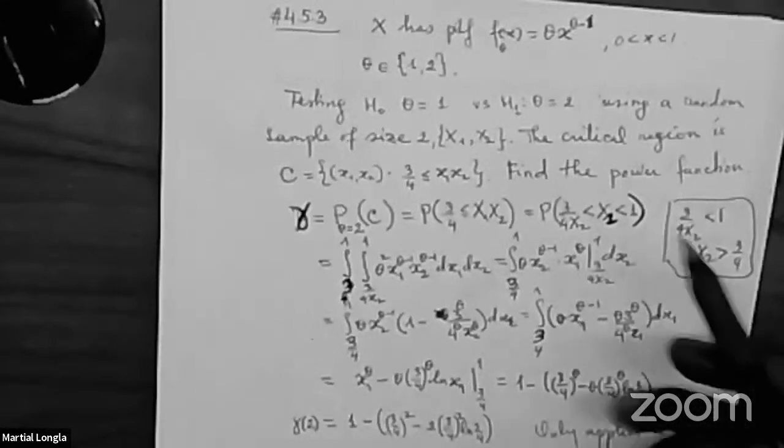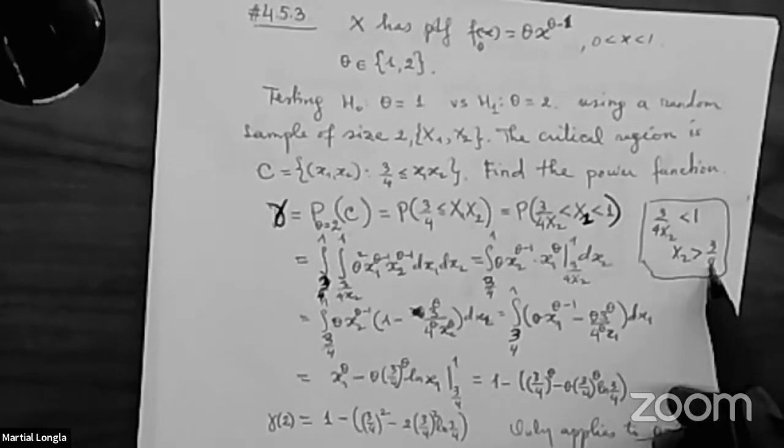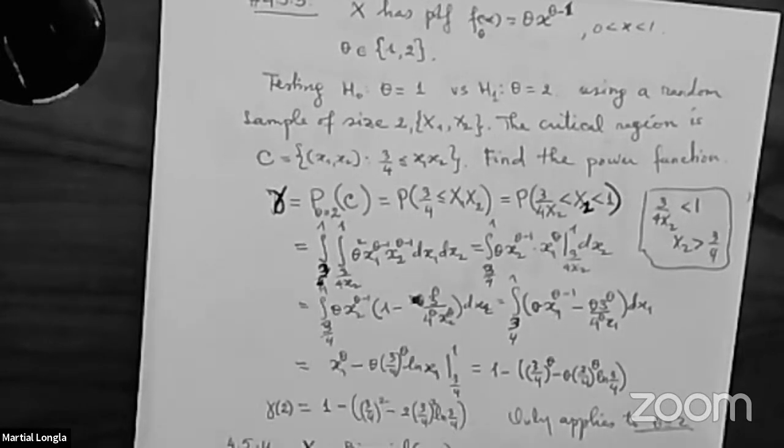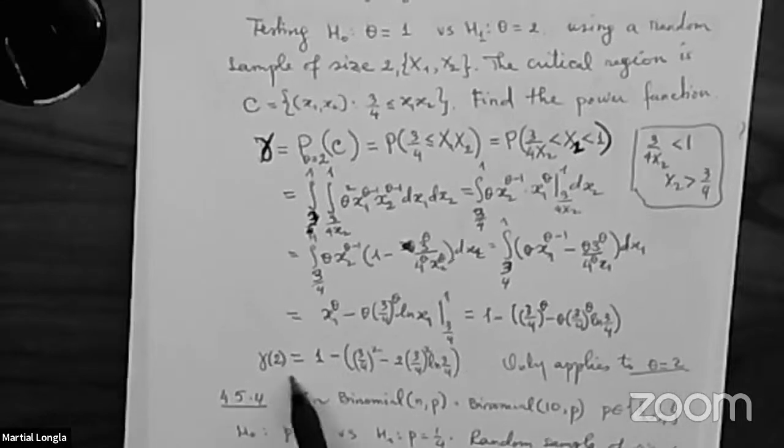So your integral is going to be over these values of x1 under the condition that x2 is larger than 3/4, and therefore between 3/4 and 1, because x2 is less than 1. So integral from 3/4 to 1, and the rest is easy, just the product of distributions, integrate, plug them in, and then you get that. Then you plug in theta equals 2, and then you get this. That's it. The only difficult thing in that problem was to figure out the boundary that you need to use here. Question?